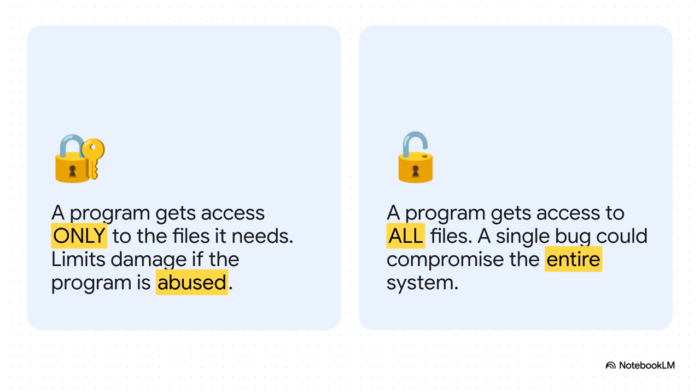With least privilege, your photo editing app only gets access to your photo library. That's it. If it has a bug or gets hacked, the damage is contained right there. But in a world with maximum privilege, that same bug could let an attacker read your financial documents or install malware. See the difference? This simple principle basically builds a wall around potential disasters.